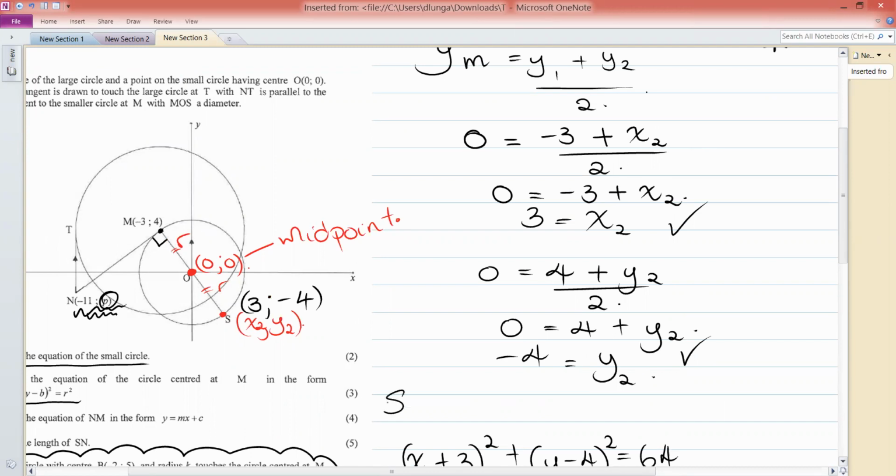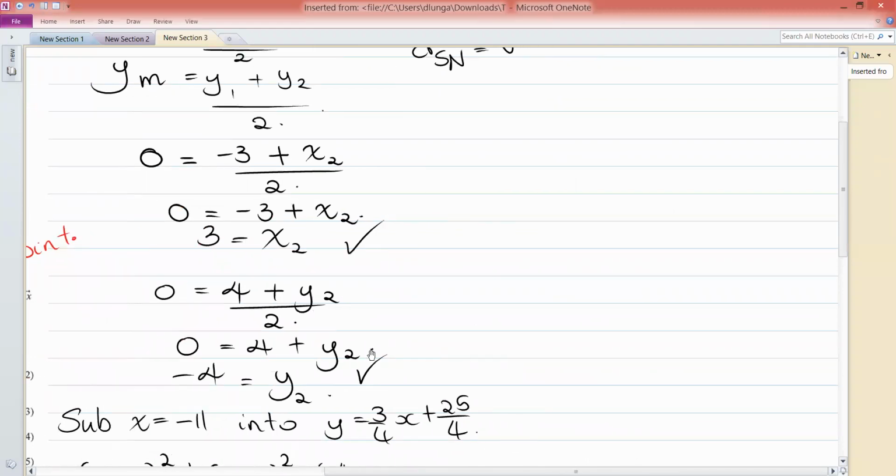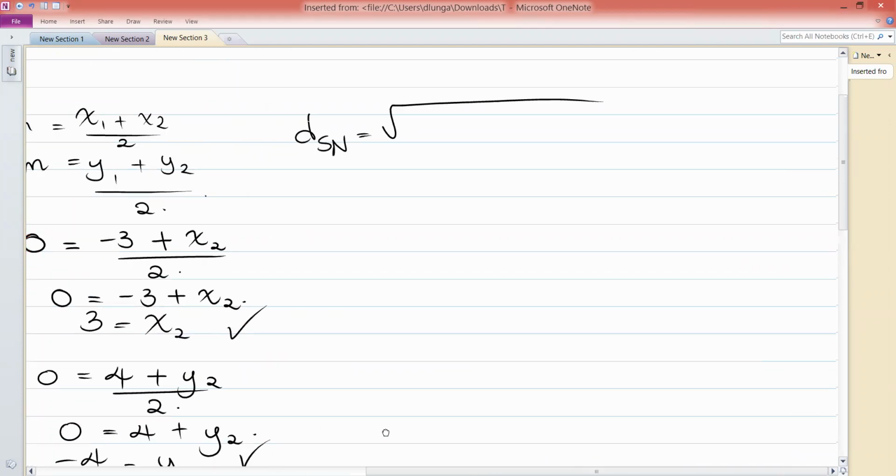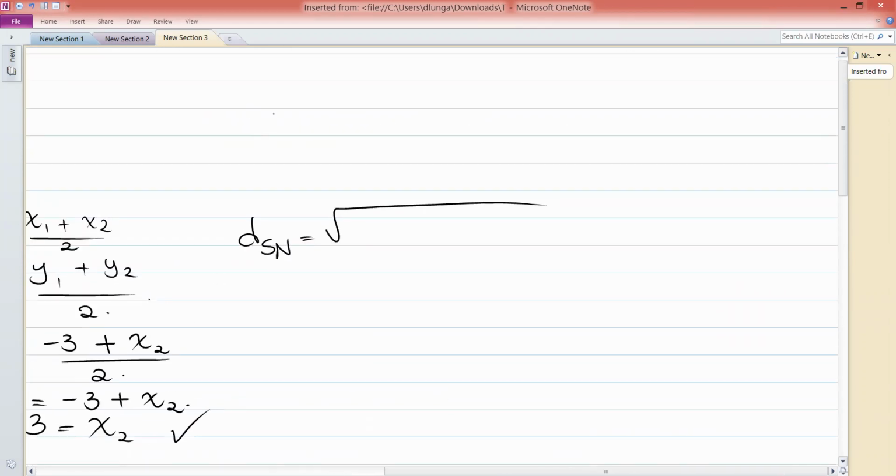So we're going to sub x is equal to -11 into which equation? Into y equals 3/4x plus 25/4. Okay, when you do that, the corresponding y value is -2. Do you guys get -2 as well? Yes, ma'am. Okay, so now we have the point.